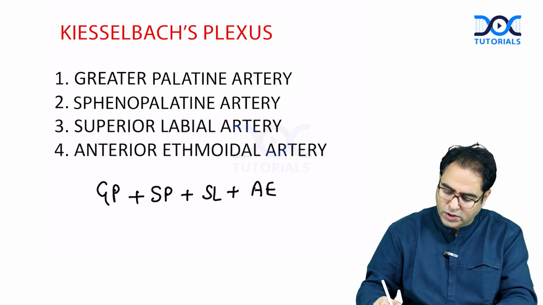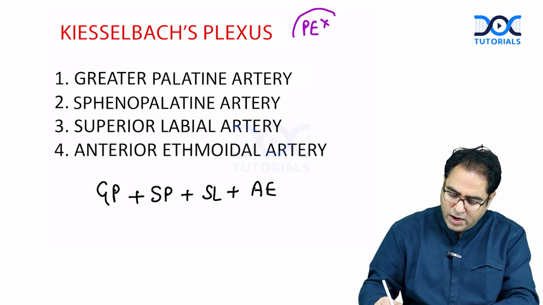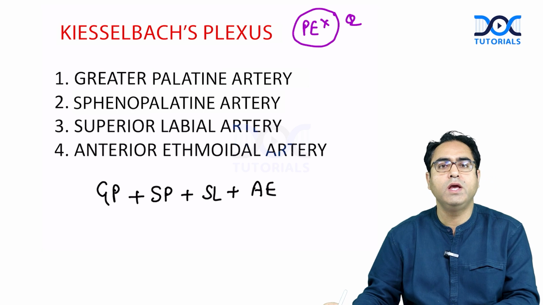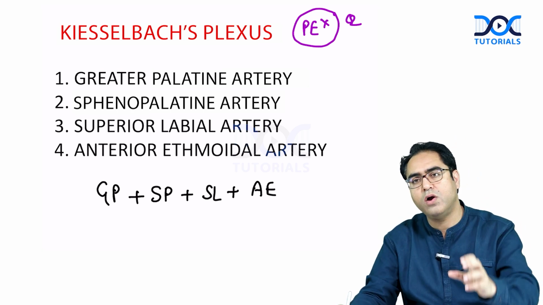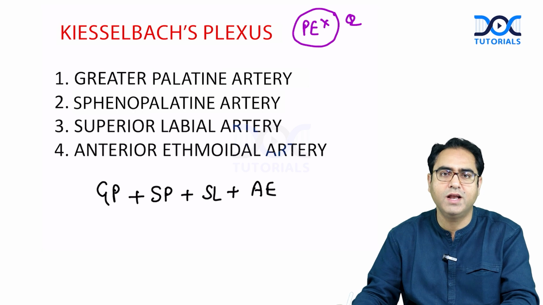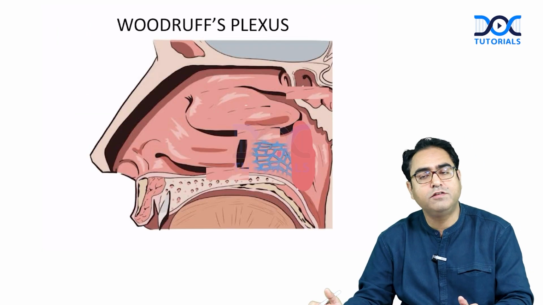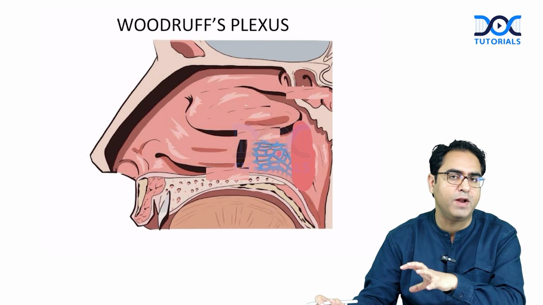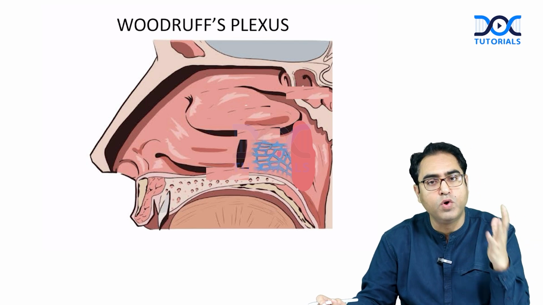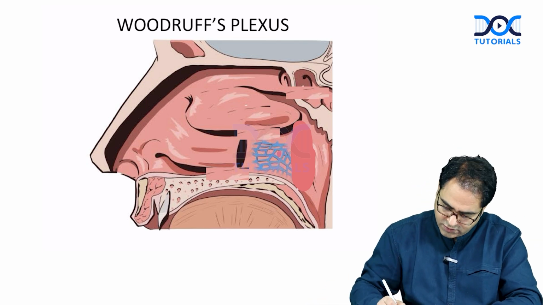My dear friend, famous question is, posterior ethmoidal artery has no role in the contribution to the design of Kiesselbach plexus. So, which artery has no contribution to Kiesselbach plexus? Answer is posterior ethmoidal artery. Another plexus that people think also contributes to some cases of epistaxis is Woodruff plexus. Now, my dear friend, where is Woodruff? This is Woodruff plexus.